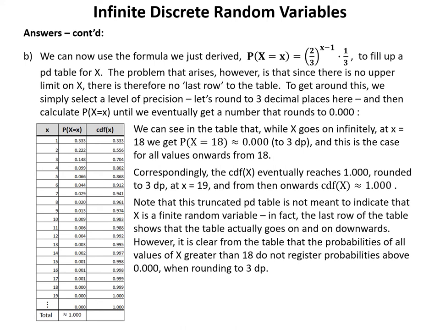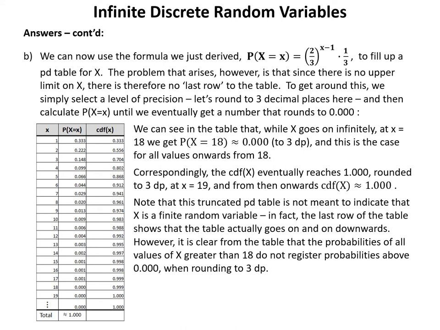Interestingly enough, even though we're getting 0.000 and we start to see that at 18, there is still a non-zero value. It's just filling up decimal places after the third decimal place. So that's why you can see that the CDF of x at 18, even though we show the probability as 0.000, our cumulative distribution is still sitting at 0.999.